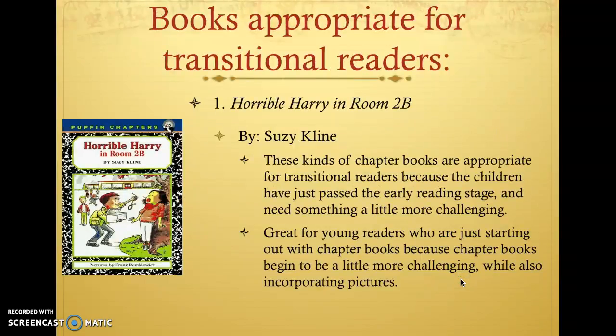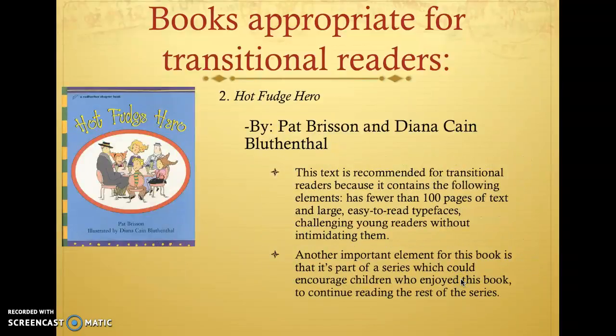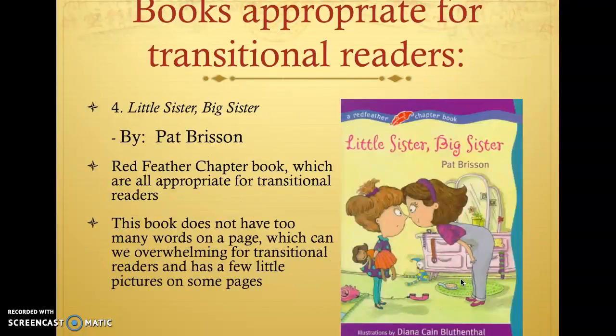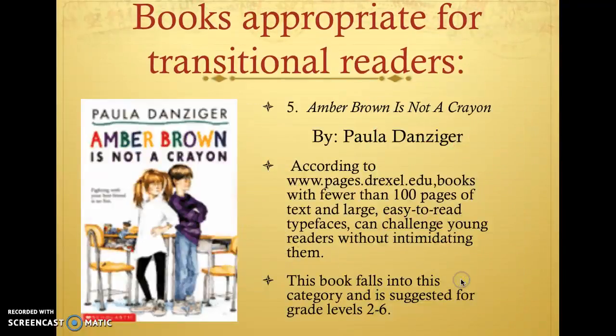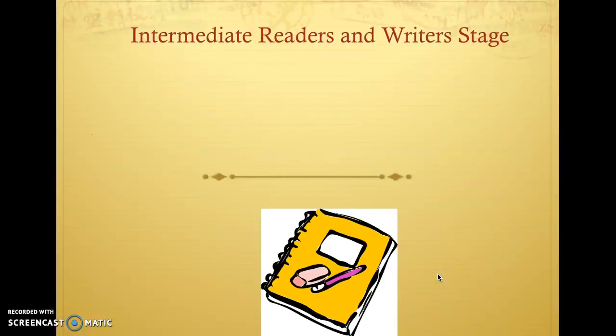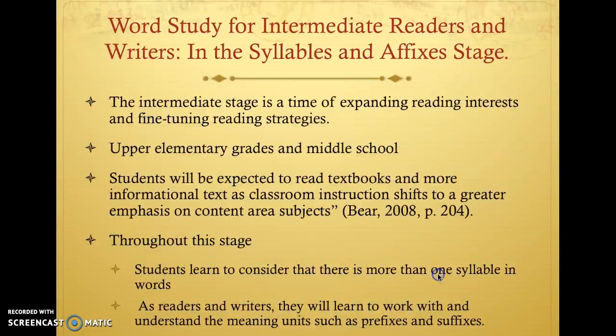Okay, books that are appropriate. The Horrible Harry books are very popular with kids at this level. Hot Fudge Hero, Maniac Monkeys on Magnolia Street, and here we have a book that features African American children, so plus for that one. And then resources here. Okay, so finally we approach the intermediate readers and writers.